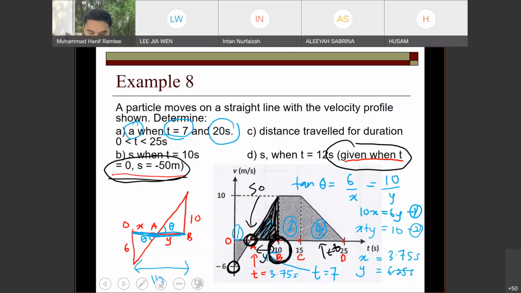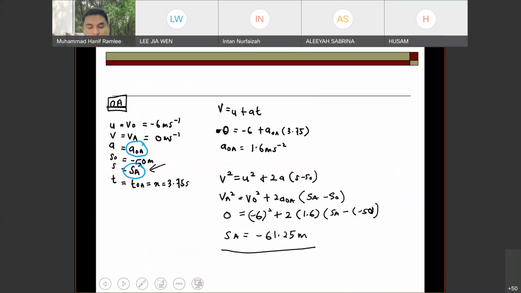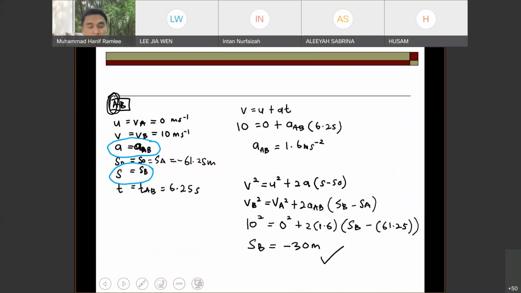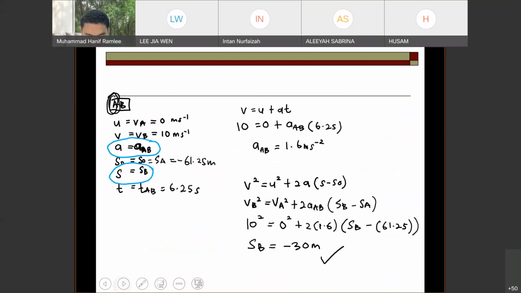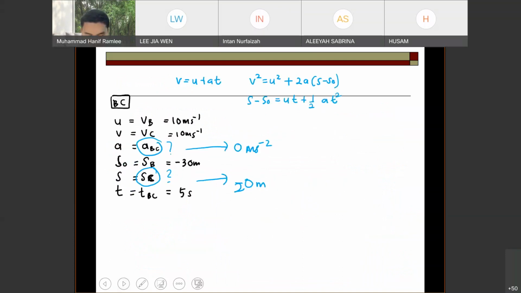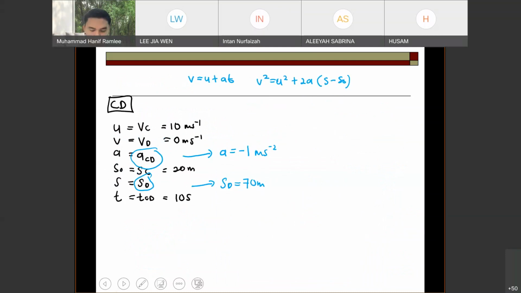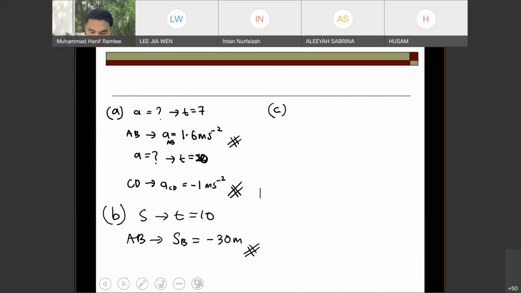So let's recheck. SA is -61.25. SB is -30. SC is 20. SD is 70. So let's redraw the path. Let's say the highest one is this line, starting from 0 here. This one should be 70, and this one should be -61.25.